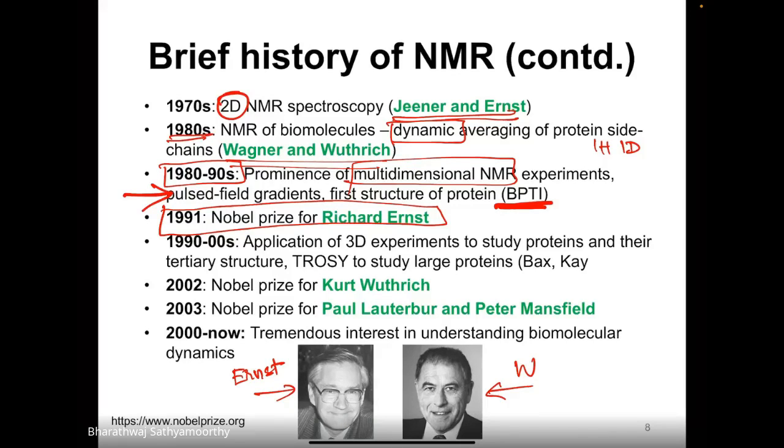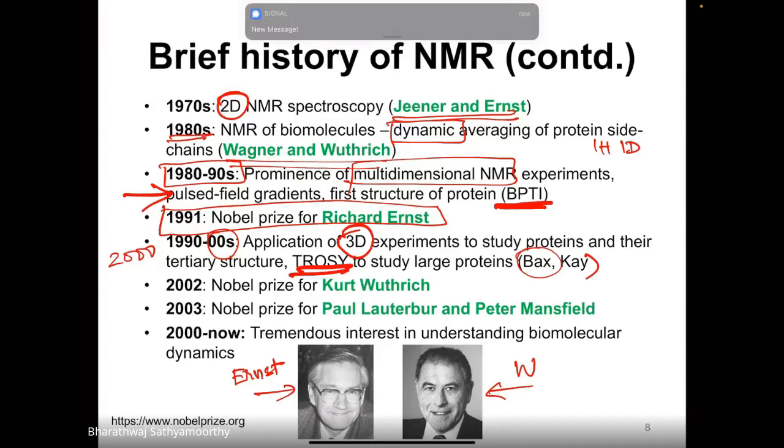And followed by that, the Y2K problem came up. Basically, from the 1990s until the 2000s, a lot of three-dimensional experiments going beyond two dimensions were created by many pioneering scientists, especially a scientist by the name of Ad Bax, who gave an idea where if you have a molecule and label it in a certain way, you will actually get the data to get the tertiary structure of the molecule in a very simple way. And Wüthrich and Kay pushed it a little further, where they came up with a technique that can actually study large protein molecules. I'll try to emphasize this point as we go forward.